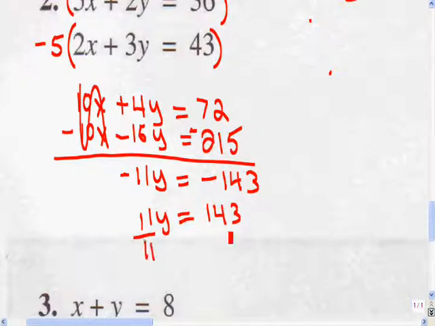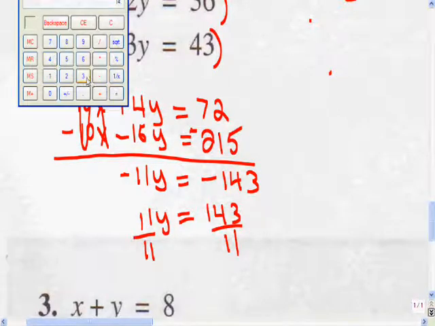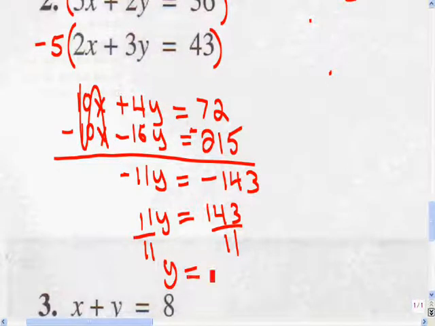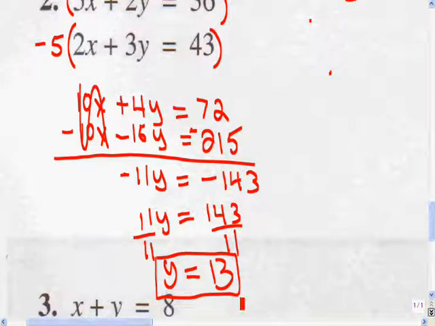And now I'm going to divide by 11. Divide both sides by 11. And that should give us our answer. 143 divided by 11 is, I believe, 13. Yes, 13. So y equals 13. Okay, we solved for y equals 13.